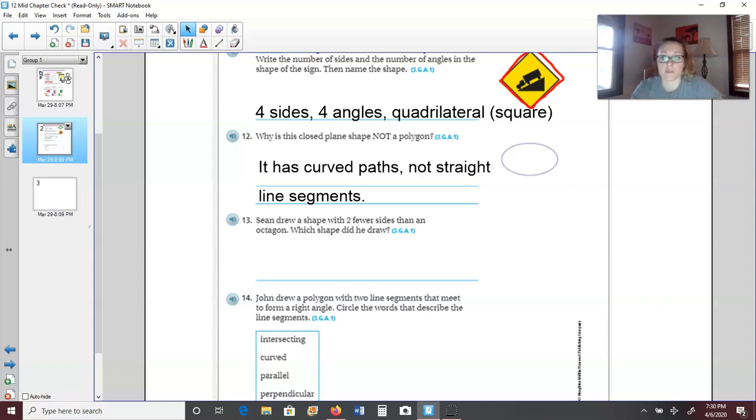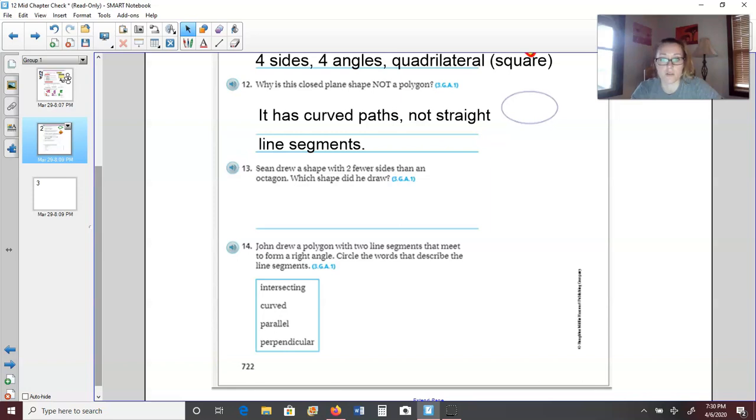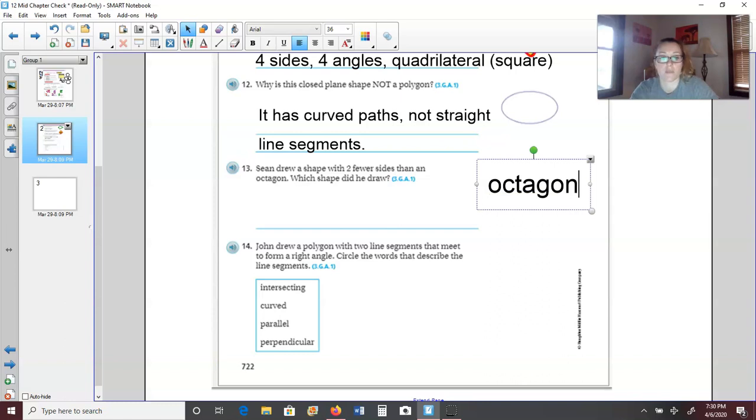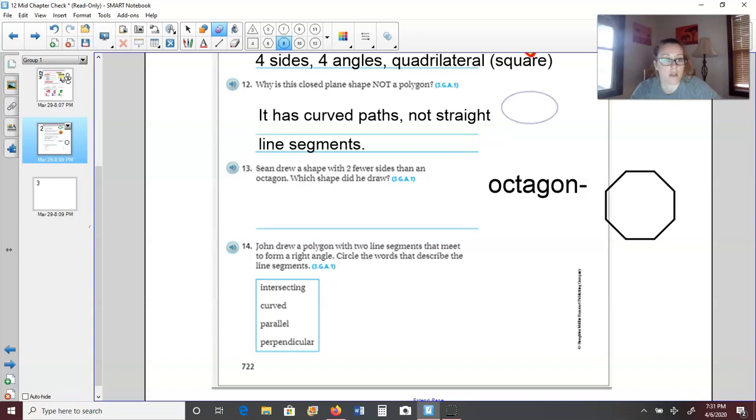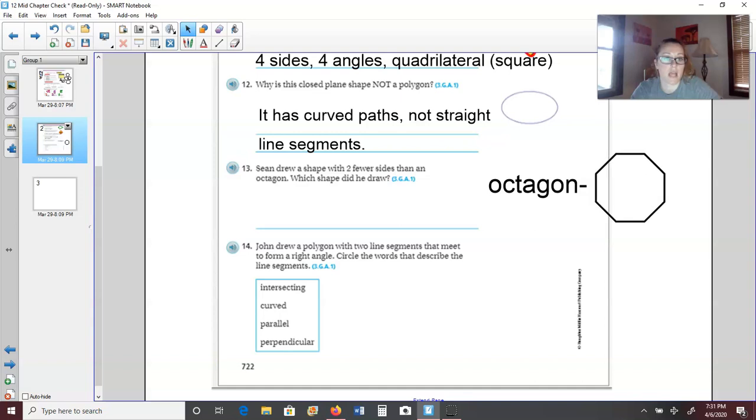Oh, okay. So number 13, Sean drew a shape. Tricky one. Sean drew a shape with 2 fewer sides than an octagon. Which shape did he draw? So right now we need to be thinking of an octagon, and how many sides an octagon has. While you're thinking of that, I'm going to pull up my little shapes and draw an octagon. Here's an octagon. So an octagon has how many sides?